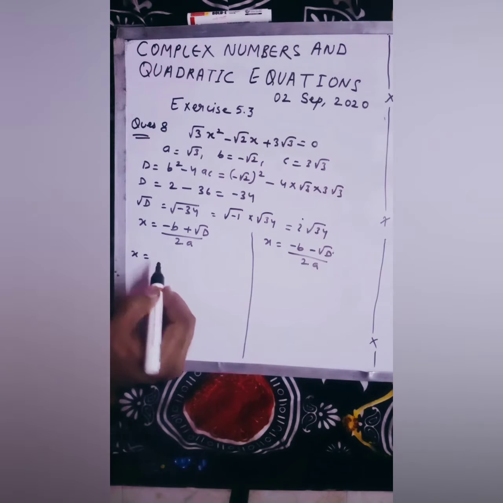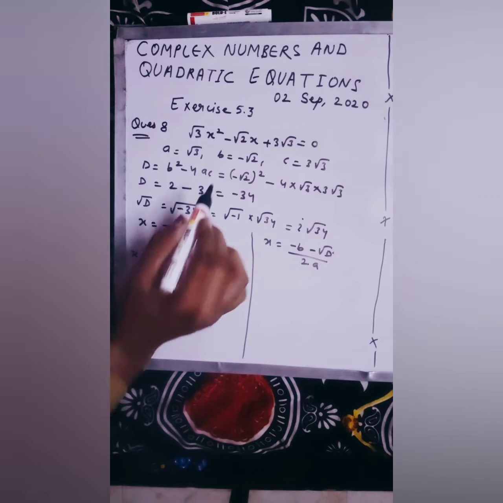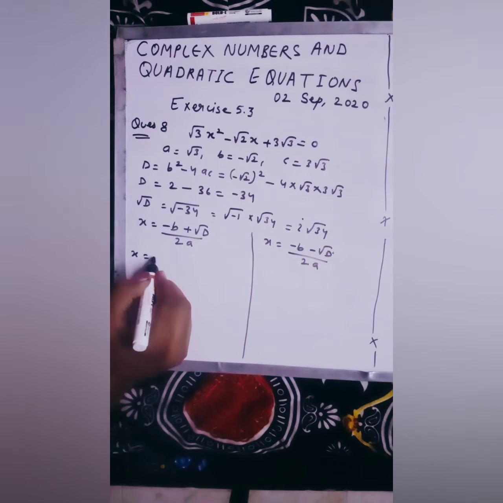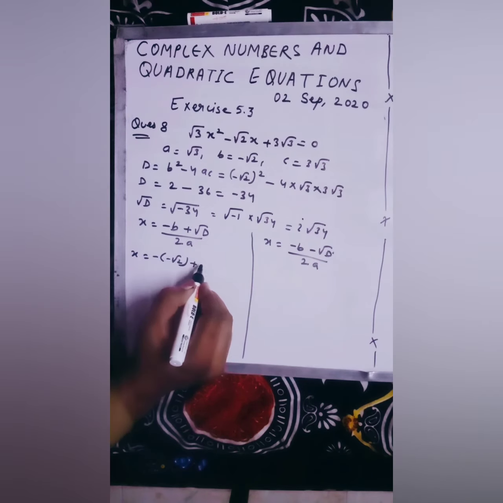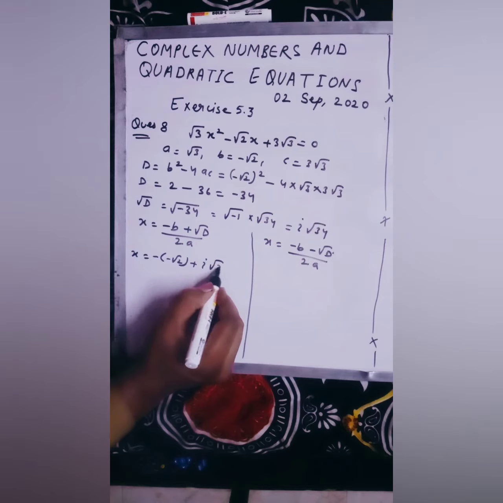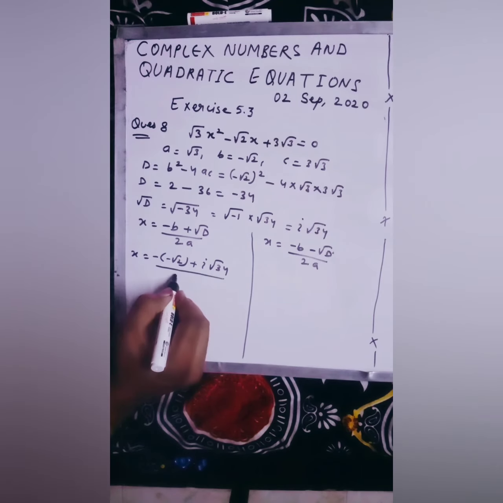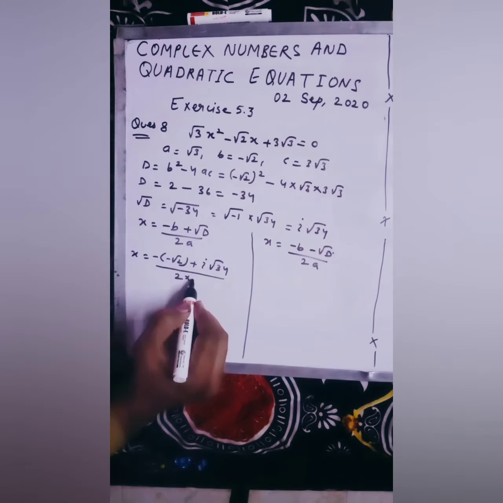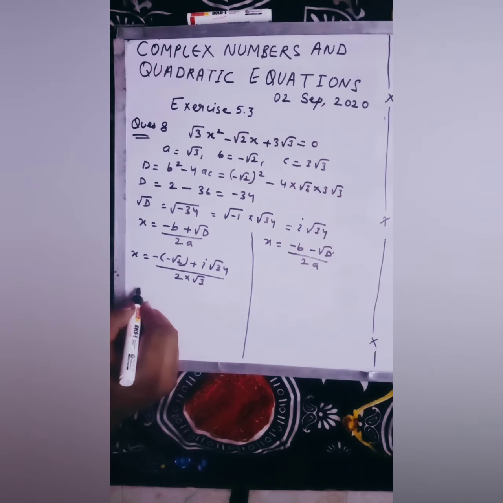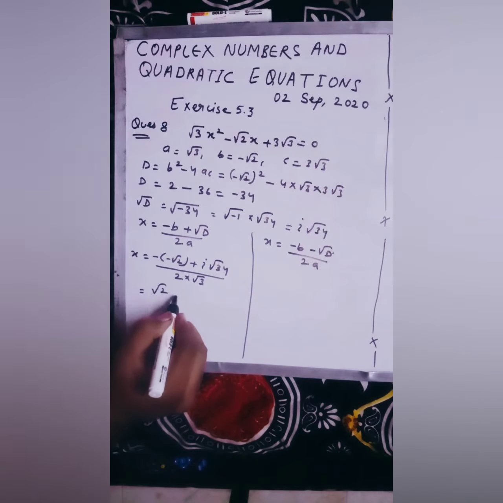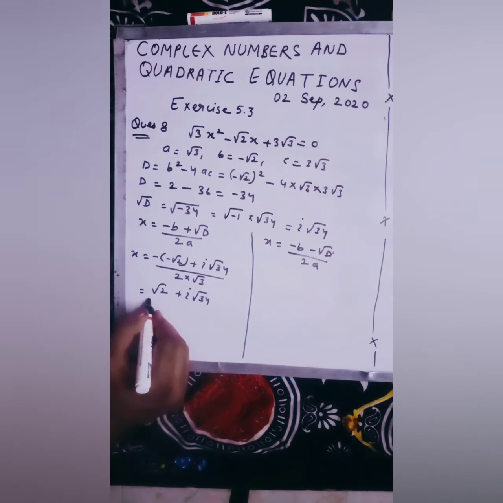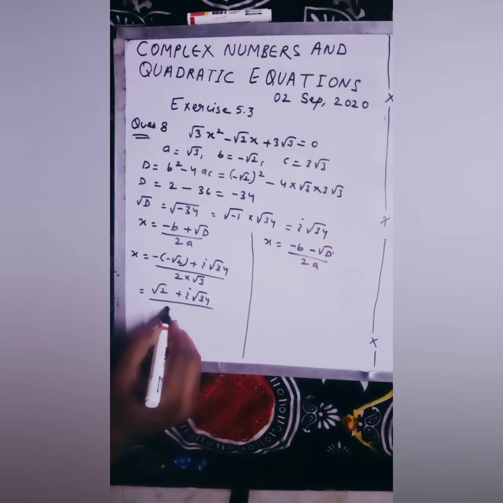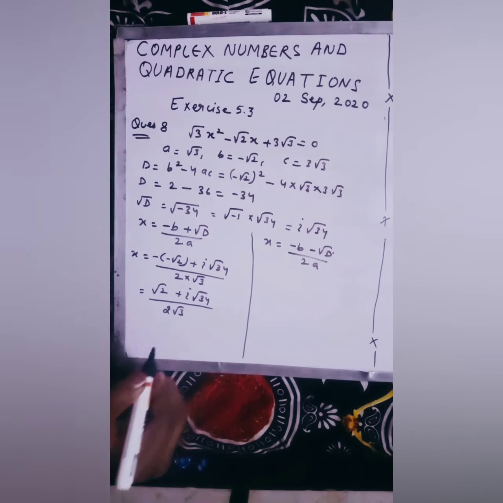So you will get imaginary root in this equation. So your x is equal to, your b is minus root 2, so it will be minus root 2 plus your root d is iota under root 34, over 2 into your a is root 3, 2 into root 3. This is your root 2 plus iota under root 34 over 2 root 3.